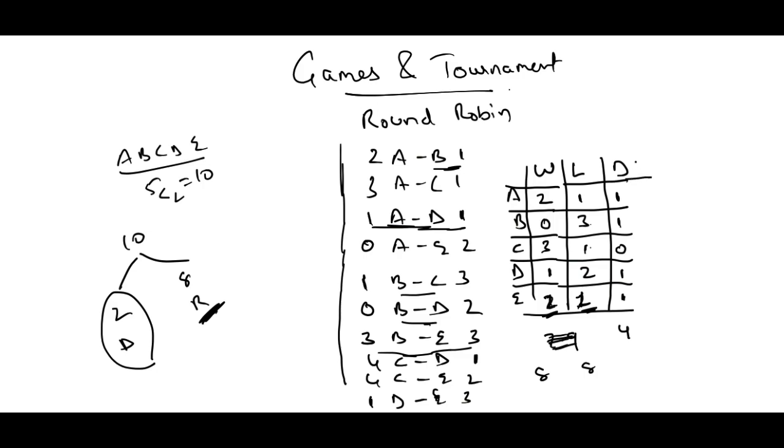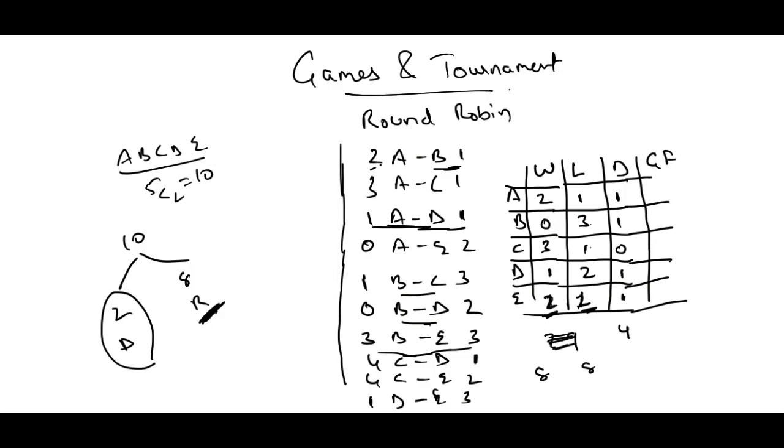Now the fourth column comes as goals for. Goals for means a team scoring goals in the entire tournament. That means you are scoring goals against the other teams. The sum of the goals that you score in the entire tournament is goals for.